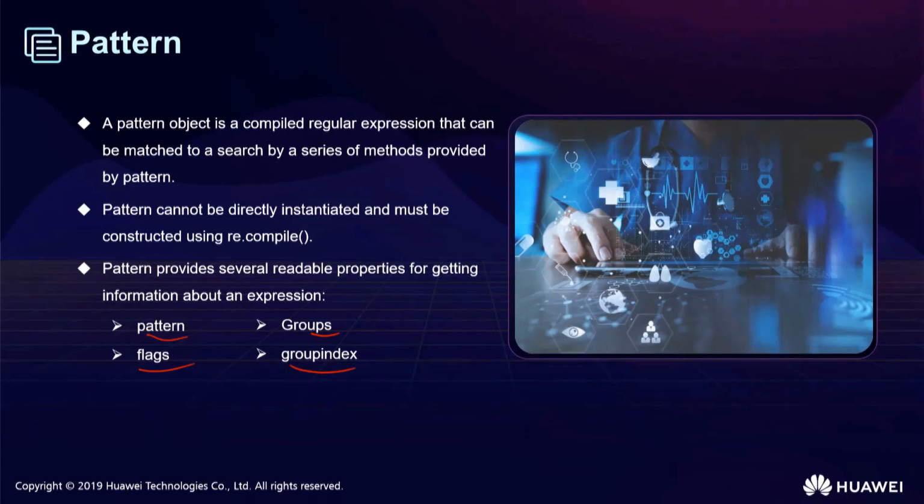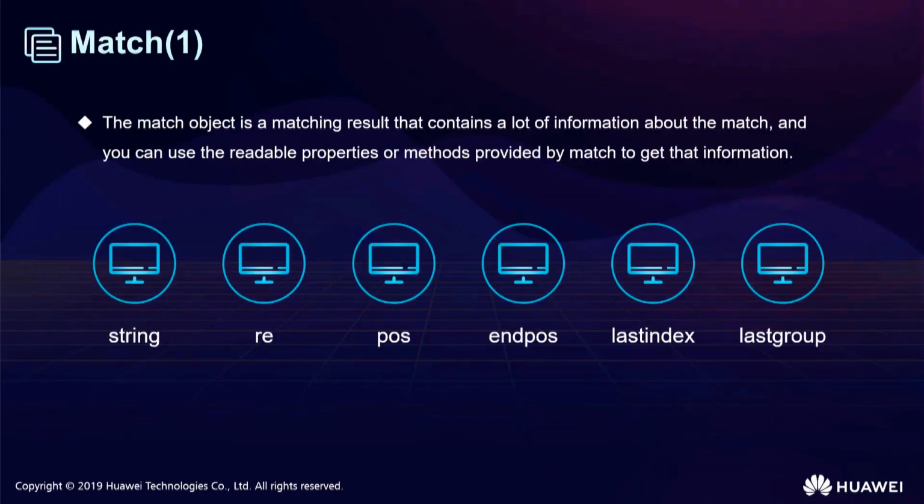Groupindex is a dictionary with the alias of each aliased group in an expression as the key and the group number as the value. Next, the match object, the match result. The result contains a lot of information about the match, and you can use the readable properties and methods to get that information. String is the text used for matching, and re is the pattern object used for matching.